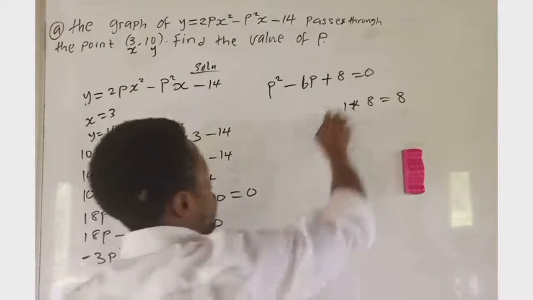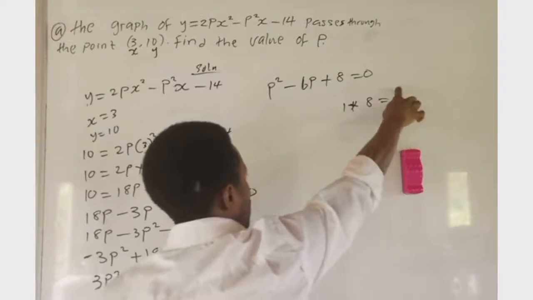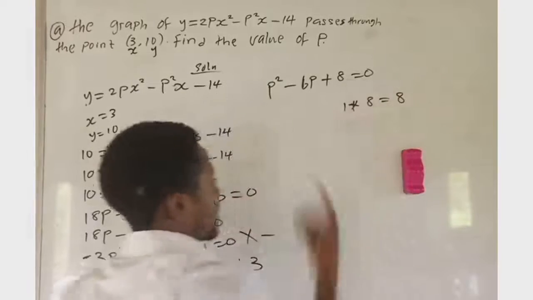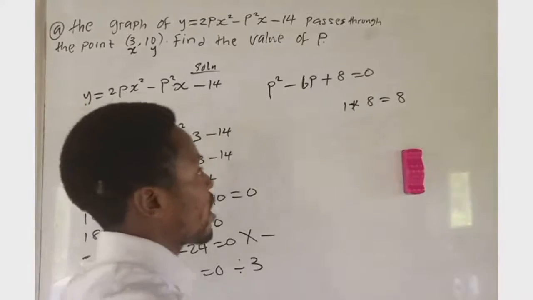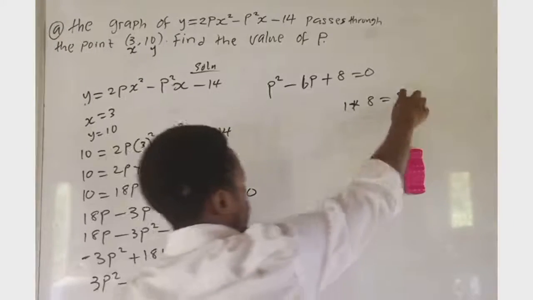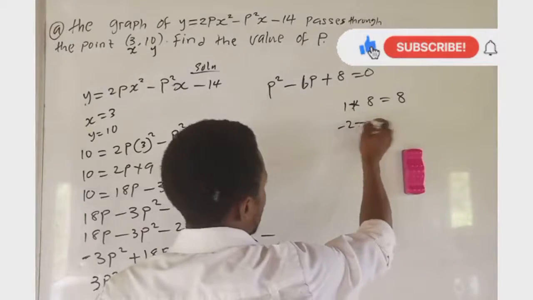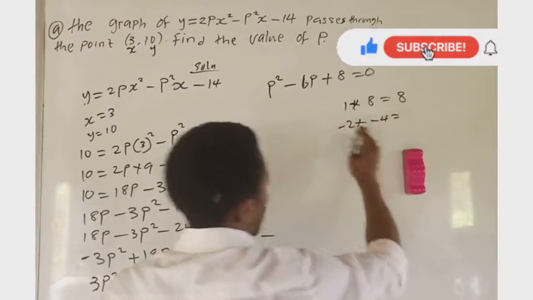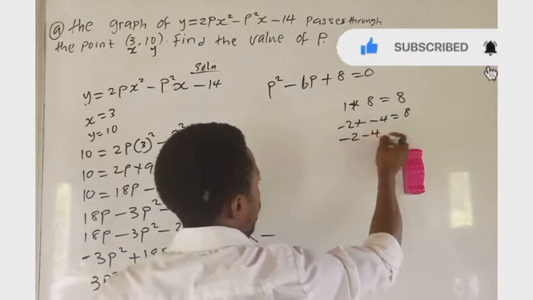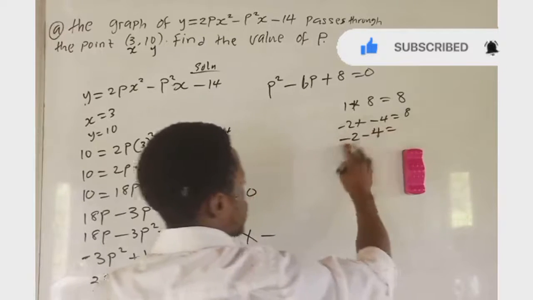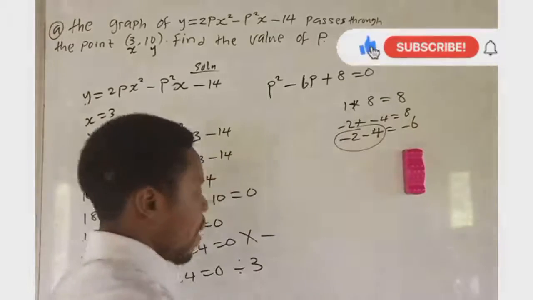And the second thing here, the coefficient of p: what are the two numbers that multiply together to give you this 8, and at the same time, when you add them, give us minus 6? It's minus 2 times minus 4. Minus 2 times minus 4 gives 8. And if you add minus 2 and minus 4, that gives us minus 6. So the two numbers are minus 2 and minus 4.